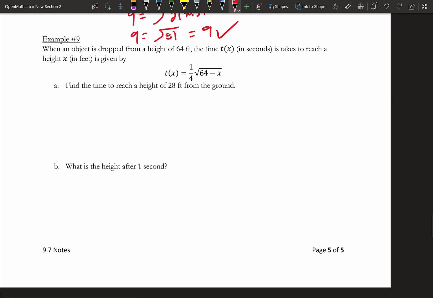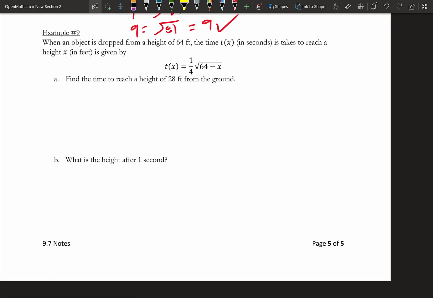And then the next one, we have a function that has a radical in it. It says when an object is dropped from a height of 64 feet, the time t of x in seconds it takes to reach a height x in feet is given by this equation: T of x equals 1/4 times the square root of 64 minus x. Part A says find the time to reach a height of 28 feet from the ground.